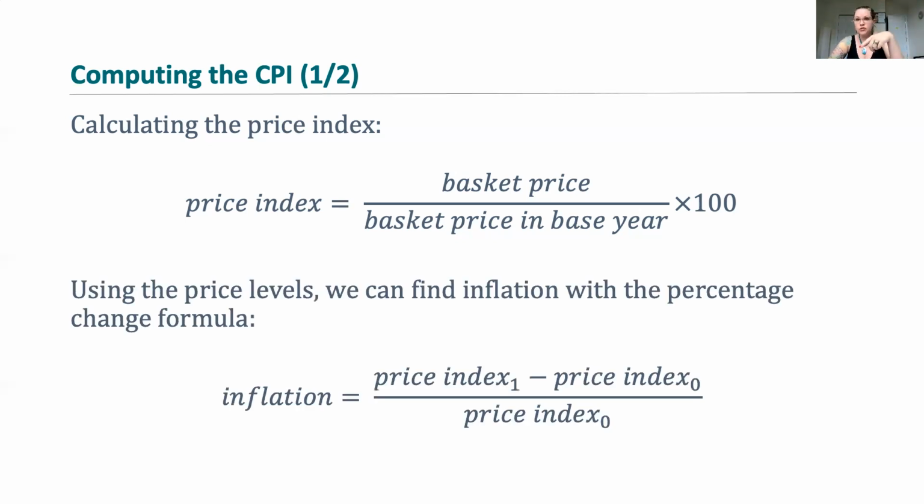So then we can use this formula to deduce inflation, because remember, inflation is the change in price level. So if we have two different price indices, we can use a percent change formula to calculate inflation. It's going to be the price index now, subtract the price index in the base year, divide by the price index in the base year. And this is going to give us a percentage change. This is inflation.